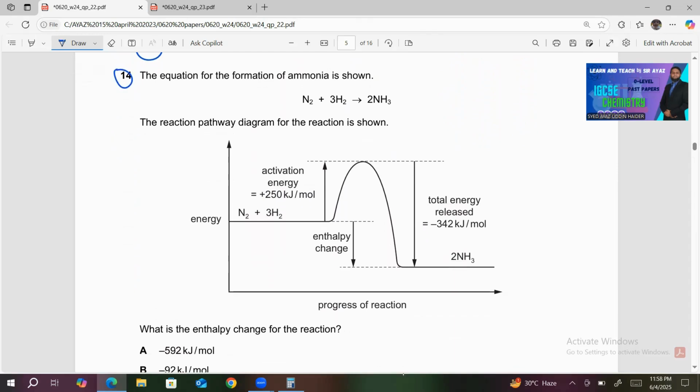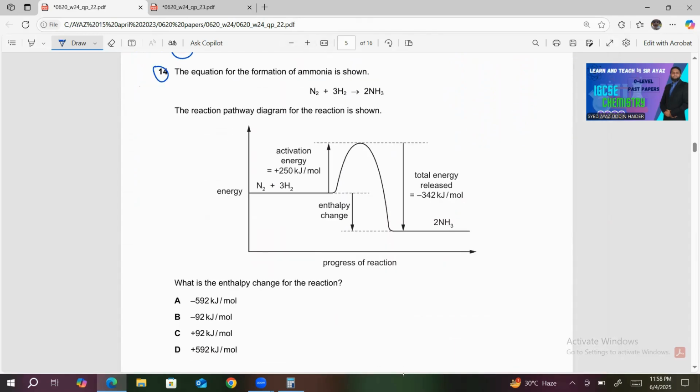14. The equation for the formation of ammonia is shown. The reaction pathway diagram for the reaction is shown. So they gave us the activation energy and total energy released here. Total energy release indicates that it's an exothermic. What is the enthalpy change for the reaction?